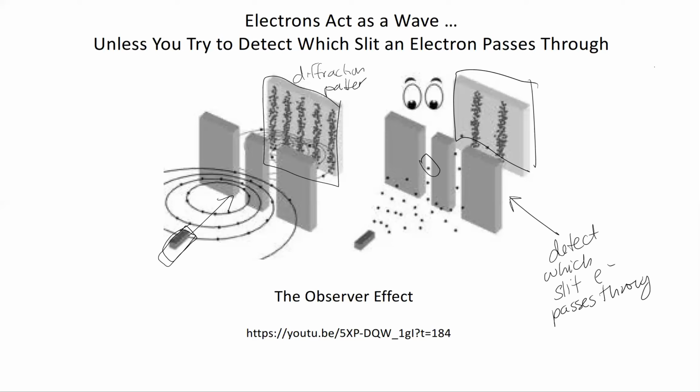So the act of observing an electron means that we fundamentally change its behavior. There's no way for us to design an experiment that allows us to observe an electron without affecting it. It is so small that any detection technique we have affects that electron too much. And so it then acts as a particle again, and it breaks down that wave behavior, which is fascinating.